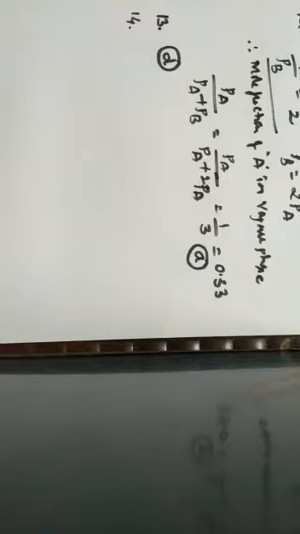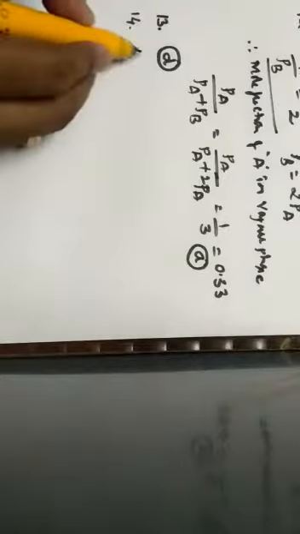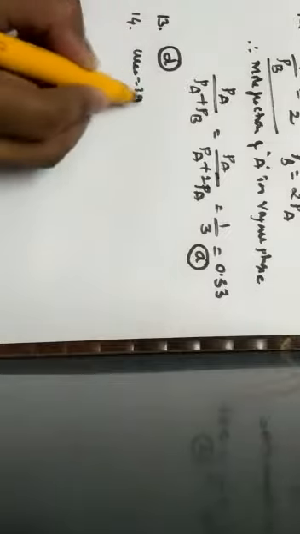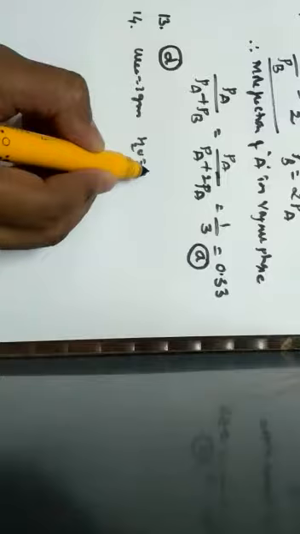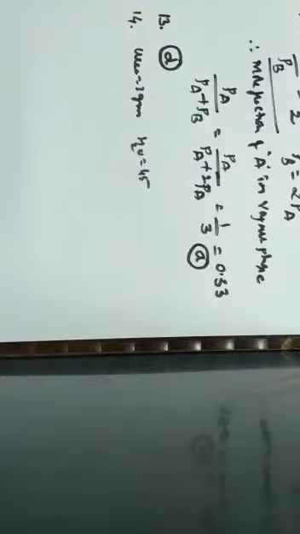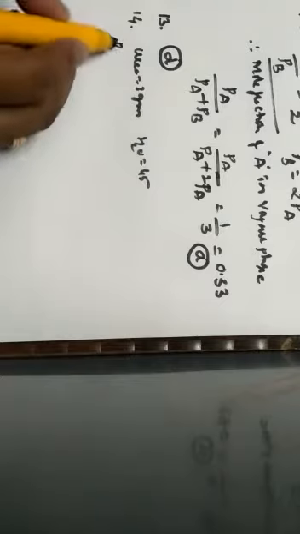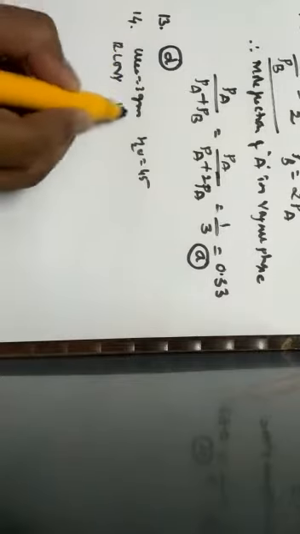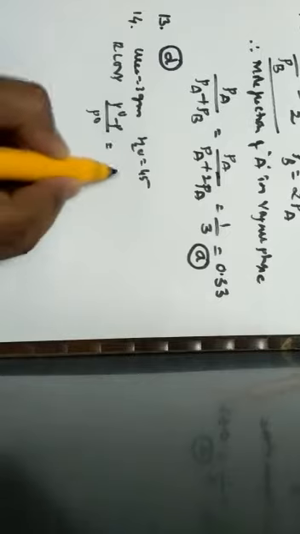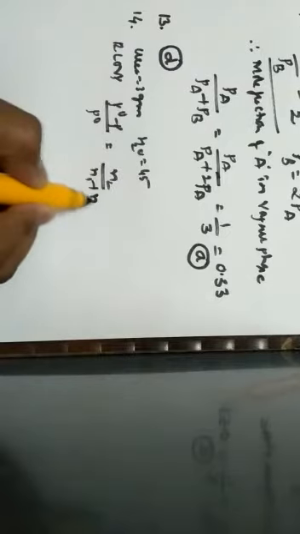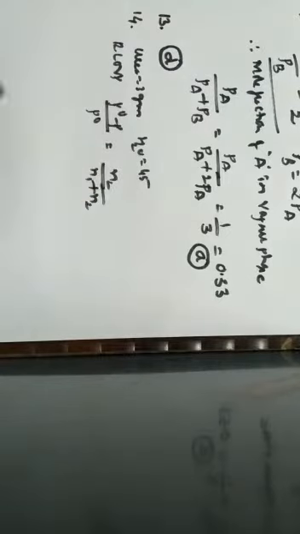3 grams of urea is dissolved in 45 grams of water. So it has been given that urea is 3 grams. It has been dissolved in 45 grams of water. The relative lowering of vapor pressure is, we know that relative lowering of vapor pressure is given by P naught minus P divided by P naught is equal to N2 divided by N1 plus N2.